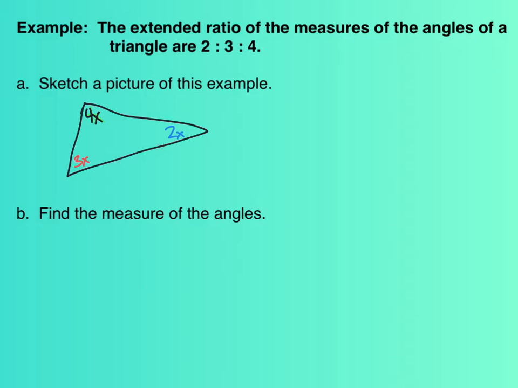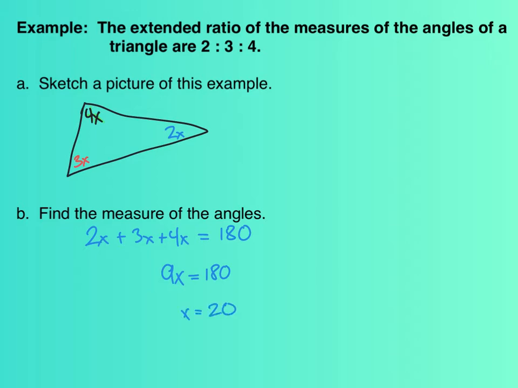All right, it would be 2x plus 3x plus 4x is equal to 180 degrees. So we've got to remember all those properties we've used in the past. And 2 plus 3 plus 4, that's going to be 9x equal to 180. And I divide by 9, and x would equal 20.